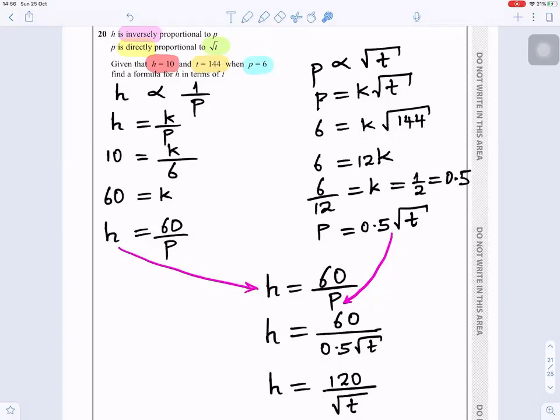Put these two together. Follow that pink line. H equals 60 divided by P. Instead of P, we replace it with 0.5 root t. So instead of P, we bring the 0.5 root t and replace it there. And then 60 divided by 0.5 is 120. So you can write H equals 120 divided by the square root of t.